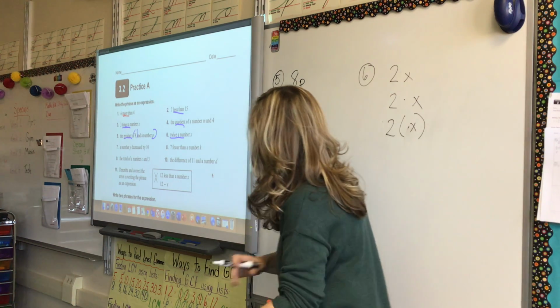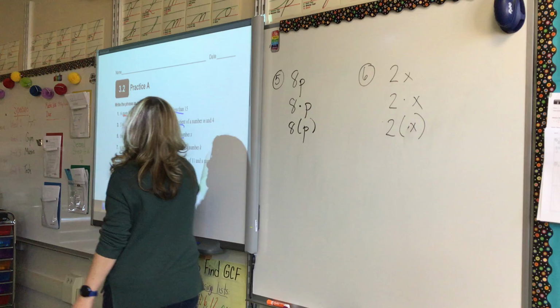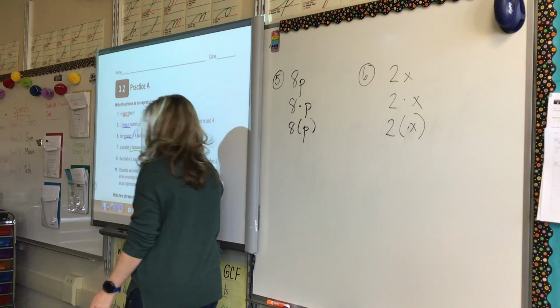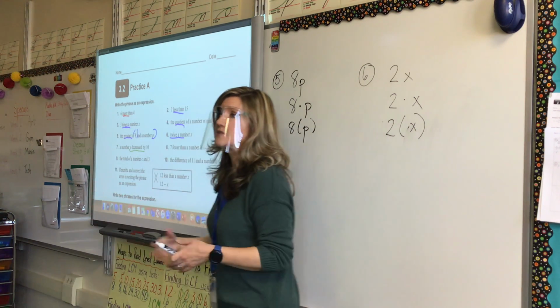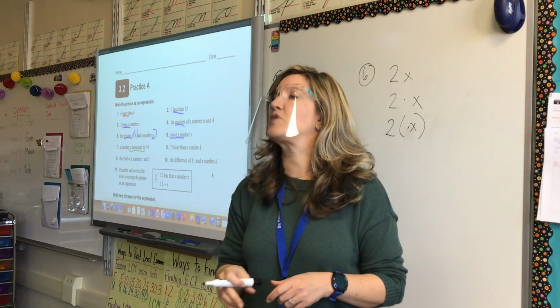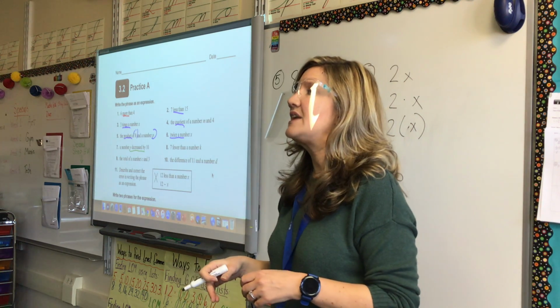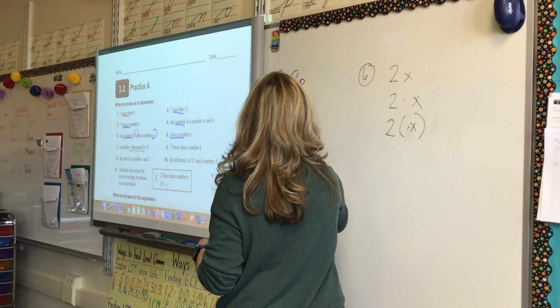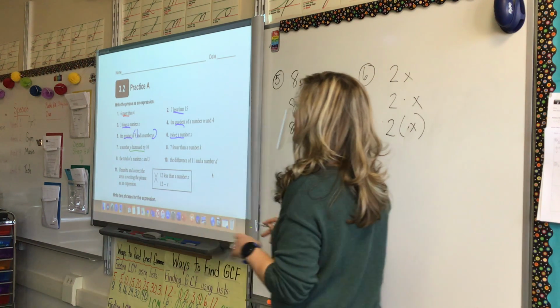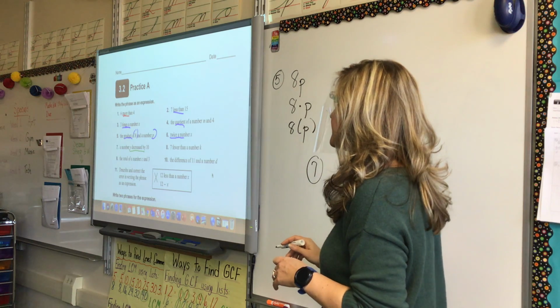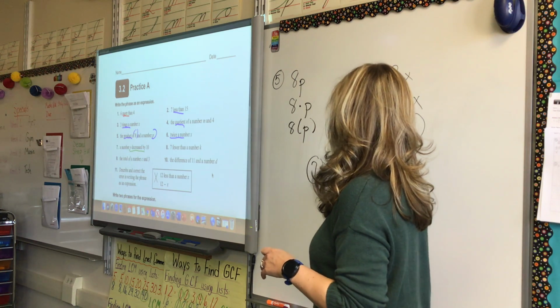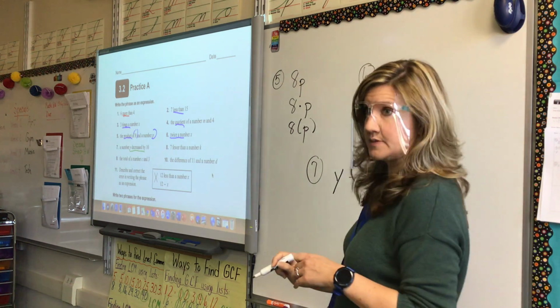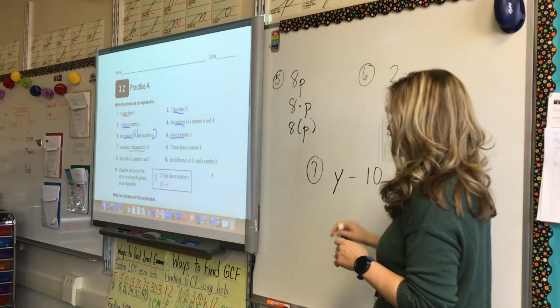Okay. Number 7. A number decreased by 10. Decreased. What do you think? Add, subtract, multiply, divide. Subtract. Decreased means subtract. 10 subtract y? No. We need to get it in the right order. A number y decreased by 10. Y minus 10.